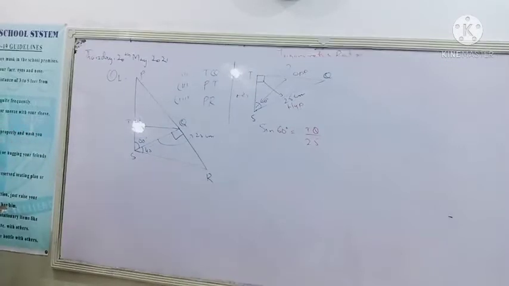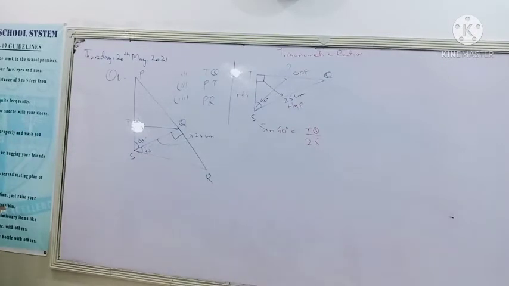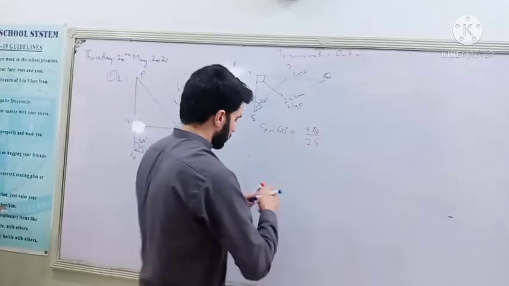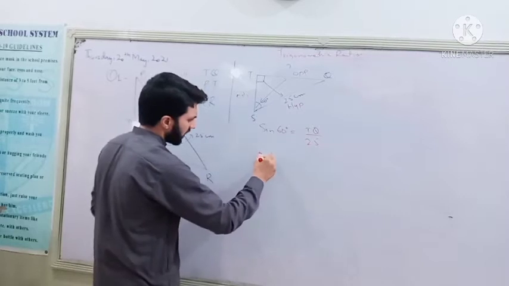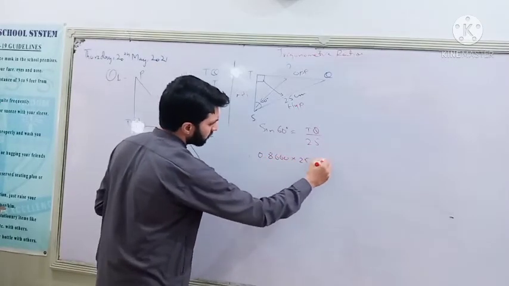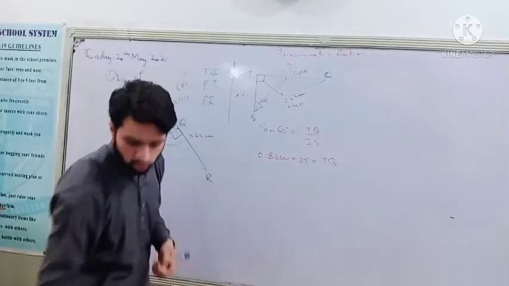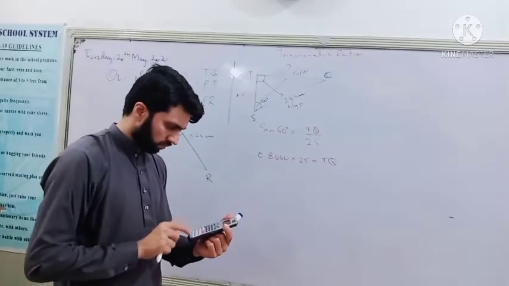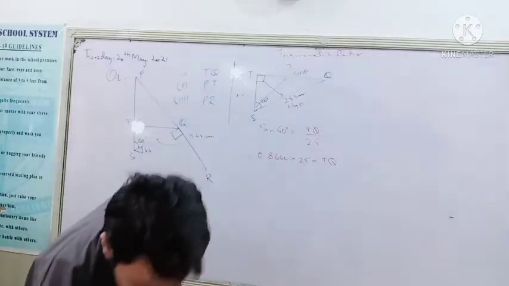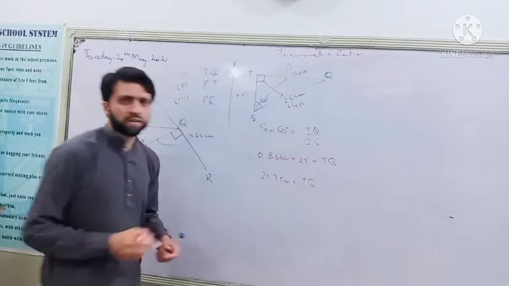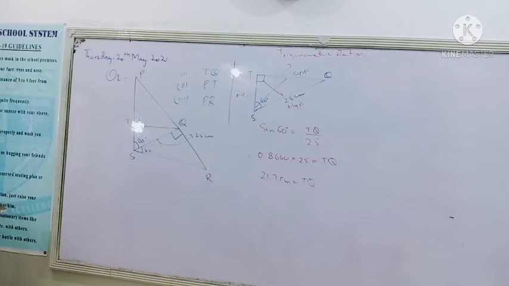Sine 60 is 0.8660, multiplied by 25, because this 25 will be multiplied with 0.8660, so it is 21.7 centimeter. This is TQ, 21.7.